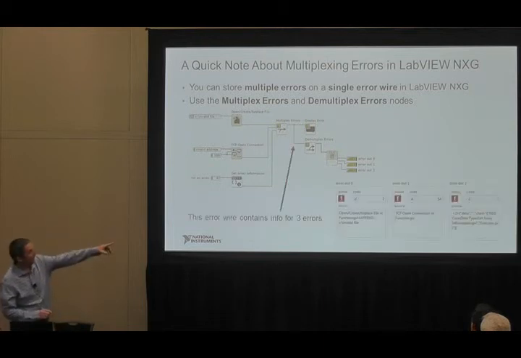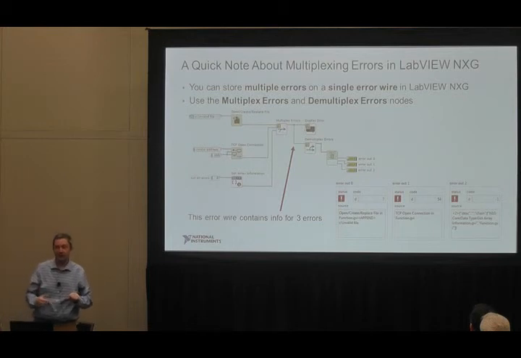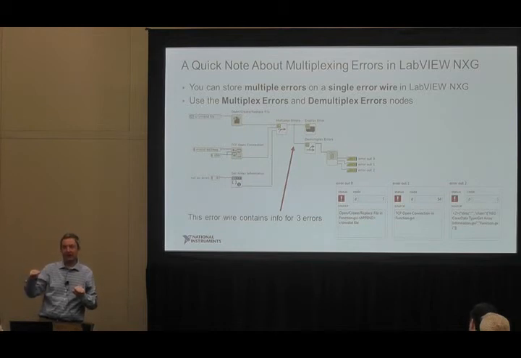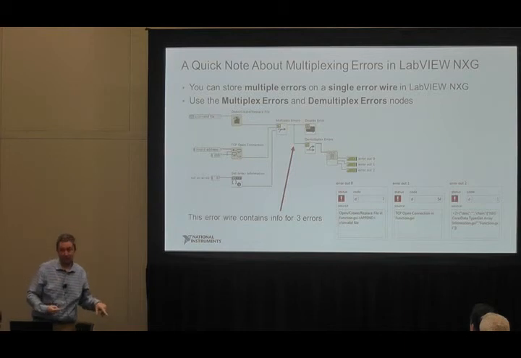Every single one of those errors is shown here. That was stored in that single error wire that went into demultiplex. Also, notice the display error VI. That's the NXG equivalent of simple error handler. And that will pop up a dialog that lists all 3 errors. So even though it's a single error cluster wire, we can store multiple errors on that wire. So it's a really cool, neat thing that we have in LabVIEW NXG that we don't have in LabVIEW.